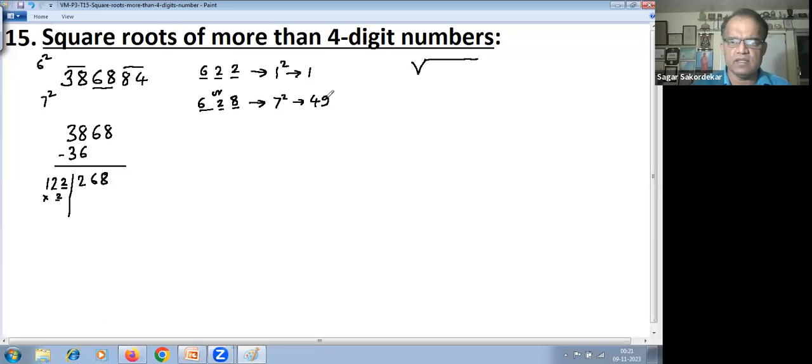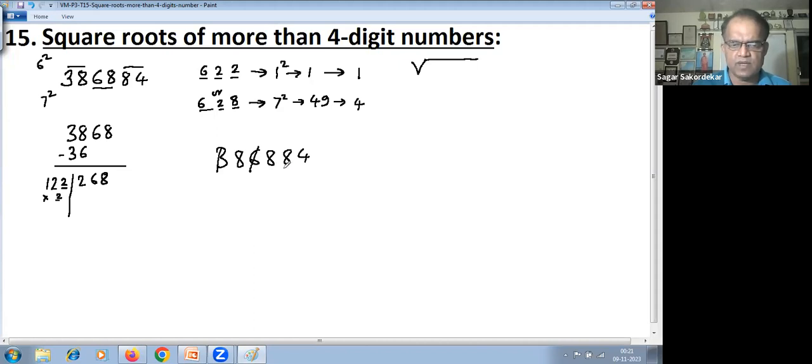Then find the digit sum of these. The digit sum of 1 is 1. For 49, 9 cancels, so 4. Now we have to find which digit sum matches the number here. 386884: 3, 6 and 3 get cancelled. You cannot cancel anything else. 8 plus 8 is 16. 16 means 1 plus 6, 7.